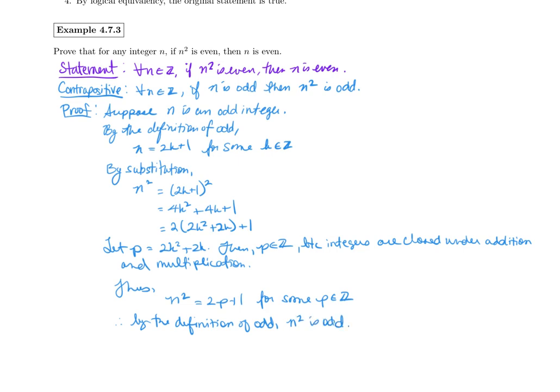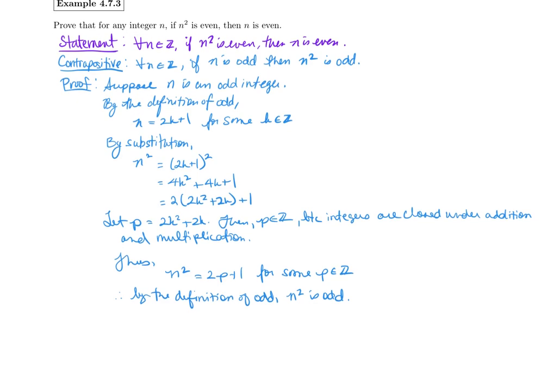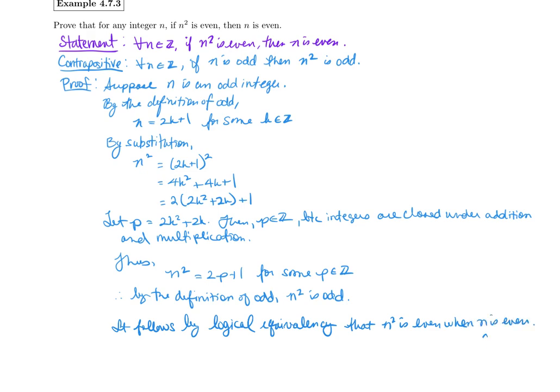And you might think this is where we end, but remember I said that we have to put in a conclusion that shows that we understand the logical equivalency involved here. So we're going to say it follows by logical equivalency, which you can abbreviate as LE. I'll write it out this time. By logical equivalency, that n squared is even when n is even. And it has been shown.